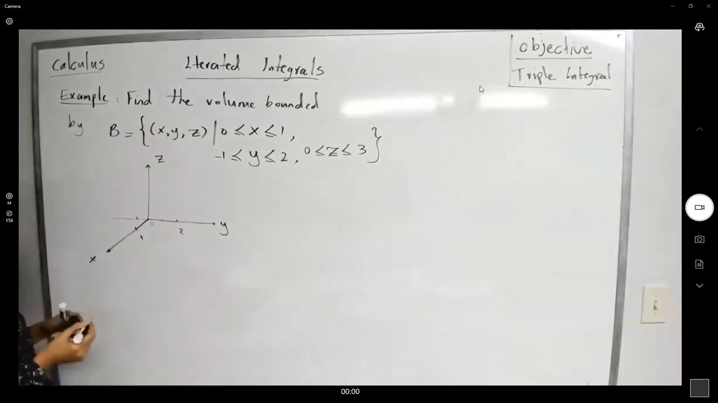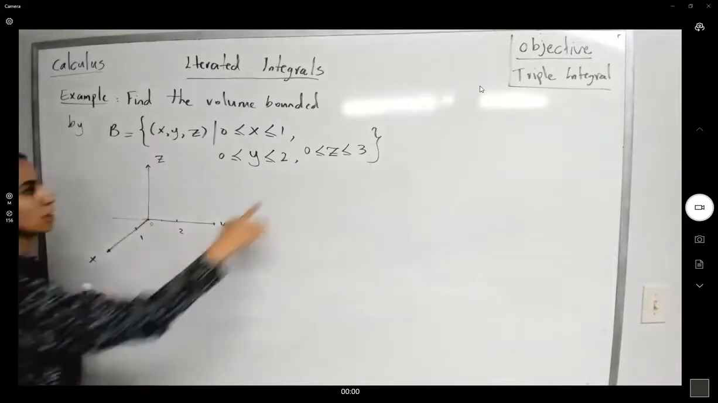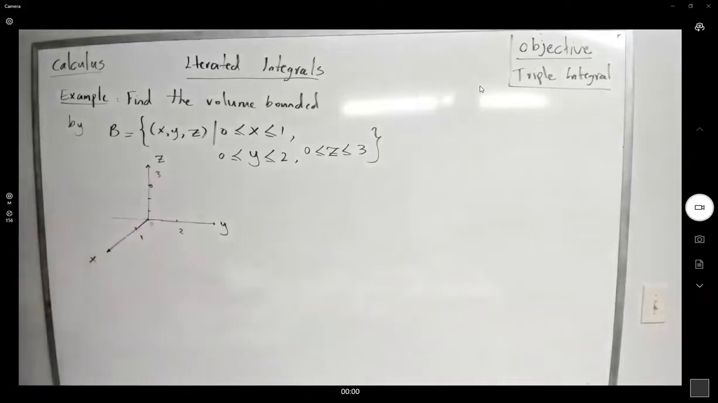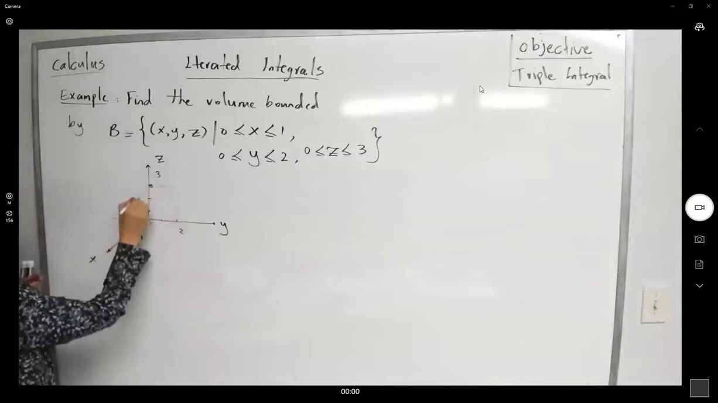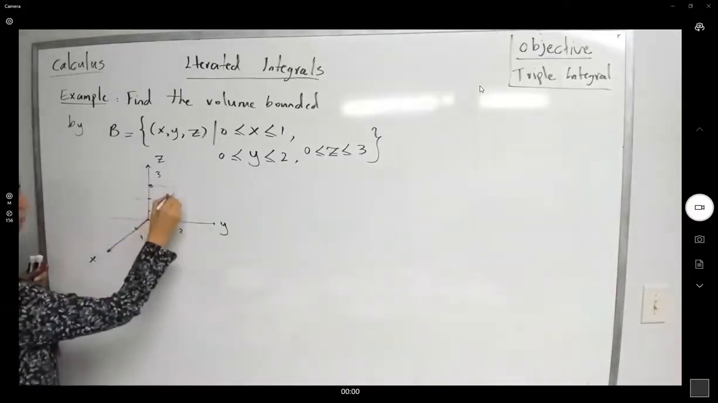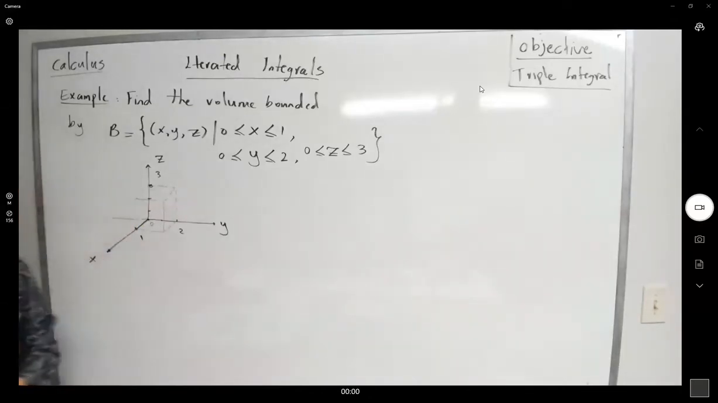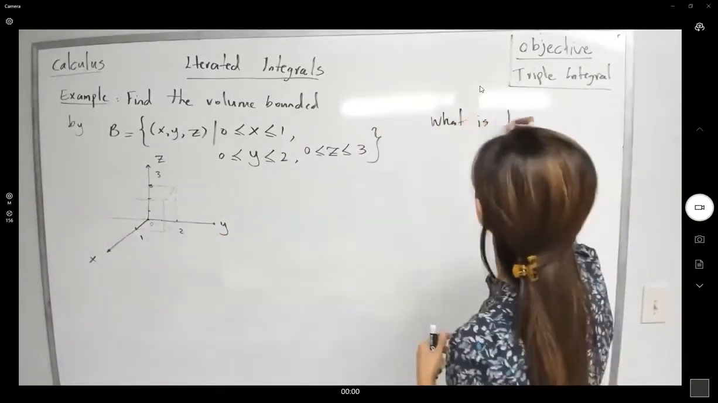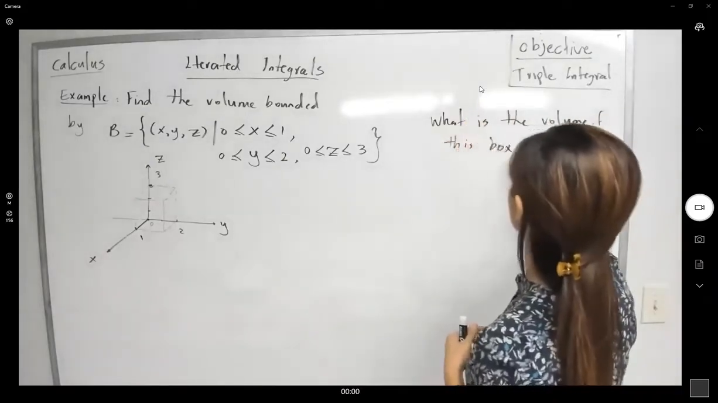And then what else do I have? Let's just make it 0 to 1, 0 to 2. Visualization is a little bit easier. Then z is bounded between 0 and 3. 1, 2, and 3. So here we have this object, which is a box. The question is actually asking us, what is the volume of this box?